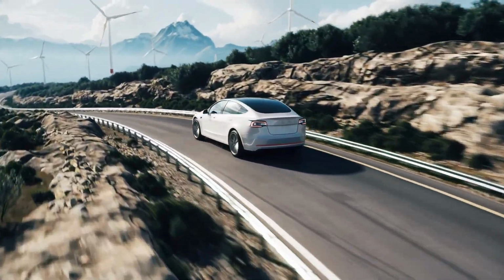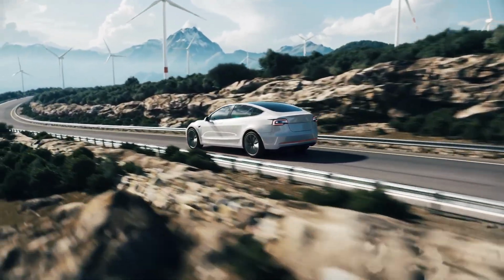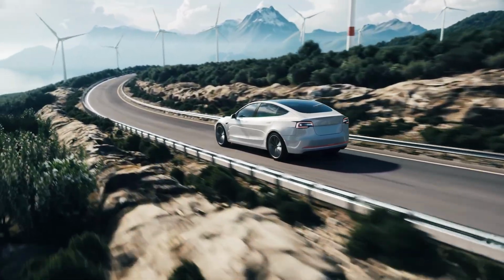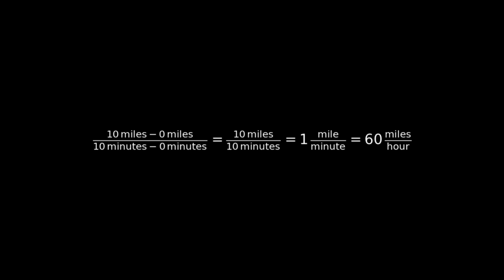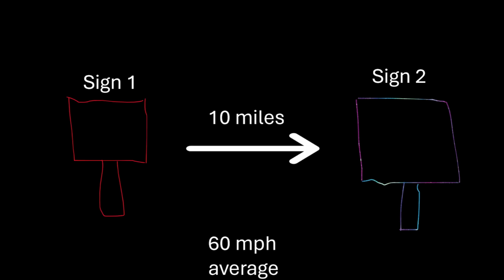Imagine this. You're driving down a straight road. Let's say you pass a sign at exactly 2 p.m. and then another sign 10 miles later at exactly 2:10 p.m. If I had asked you how fast you were going, you'd probably say something like 10 miles in 10 minutes, so that means 60 miles per hour. You see, that's your average over those 10 minutes.